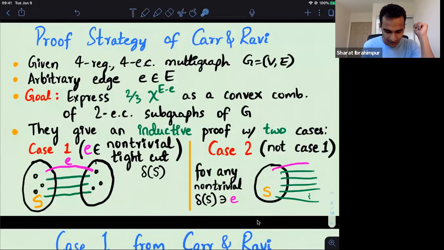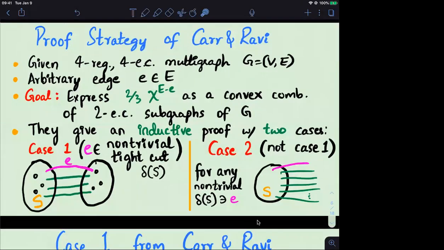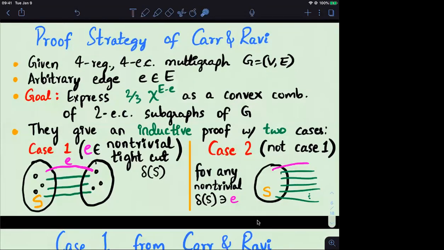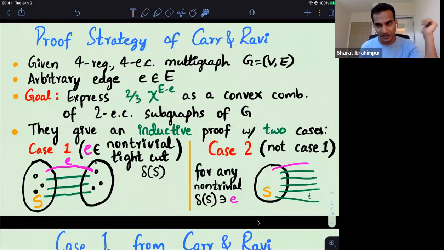The first case is when this designated edge e belongs to a non-trivial tight cut delta(S), which I've shown here in the picture. So let's say there's a tight cut, which has exactly 4 edges. And one of them is e, and there are 3 other green edges. And the other case is when case 1 does not happen, which means if there is any non-trivial cut which contains the edge e, then it is not tight. What this means is that there are at least 5 other edges across this cut. Observe that the graph G is Eulerian, so all the cuts have an even number of edges.